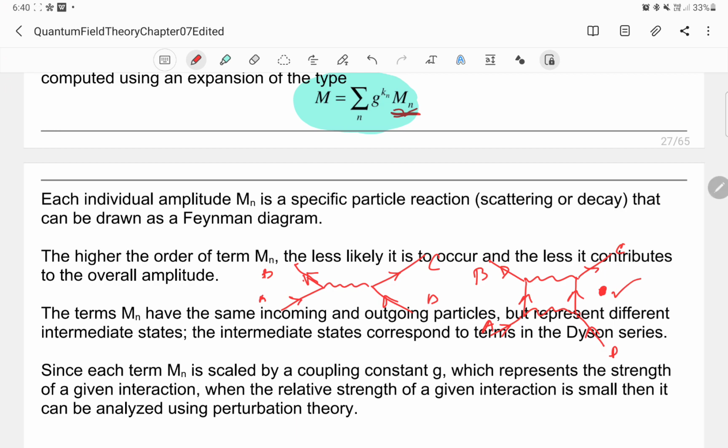We note that each term Mn is scaled by a coupling constant g, which represents the strength of a given interaction. And as you go higher, as many vertices are produced in the intermediate state, the less it contributes, because g there is supposed to be very small, and when you have a lot of vertices, you have to raise it to the number of vertices, so it becomes smaller. So when the relative strength of a given interaction is small, then it can be analyzed using perturbation theory.